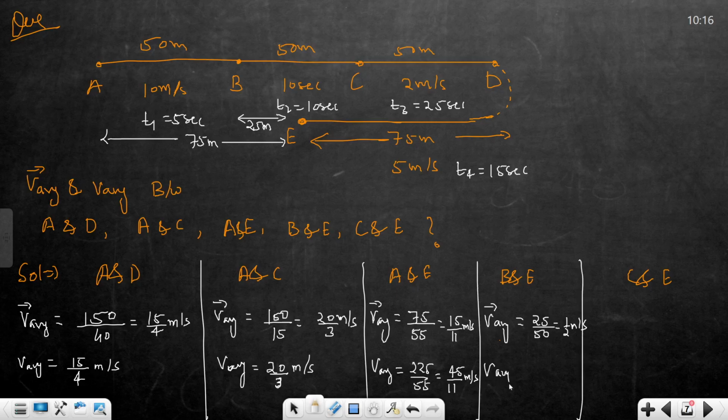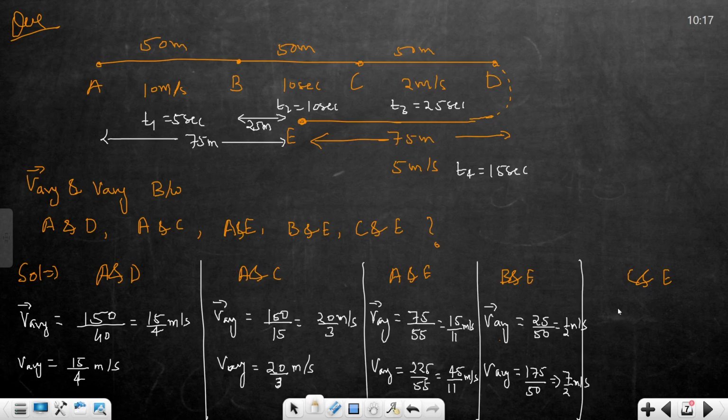And what about the speed? You're covering 50 plus 50 plus 75, so that means 175. 175 by total time, which is 50. Clear? So you can simplify. That is not rocket science. How much will it come? That will be 7 by 2. Is it correct? 7 by 2, 3.5.